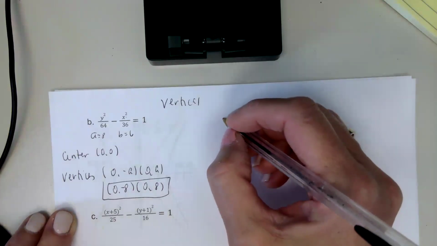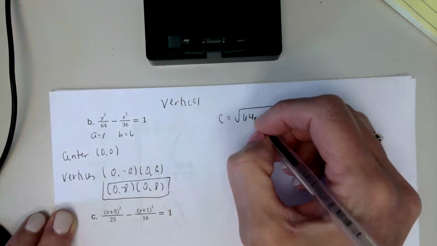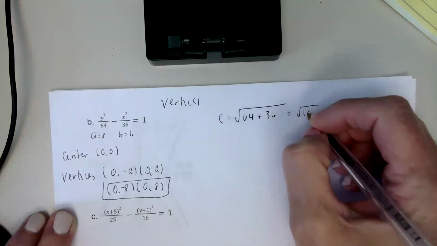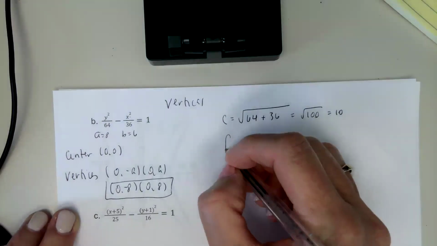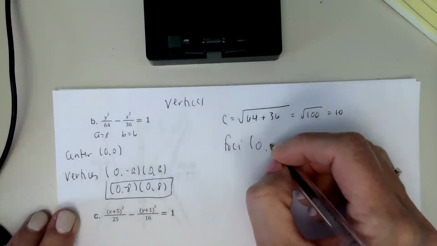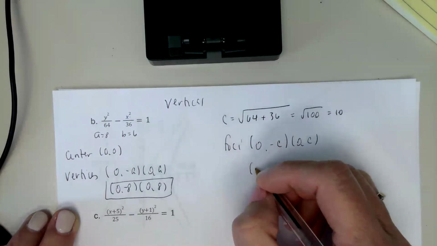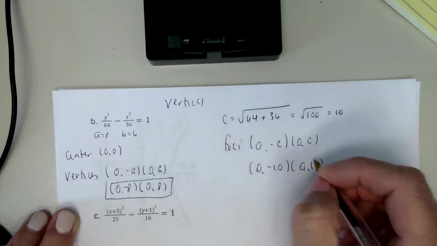And we have to find C. So C is the square root of 64 plus 36. So that's the square root of 100 or 10. And so our foci are at 0, negative C and 0, positive C. So 0, negative 10 and 0, positive 10.